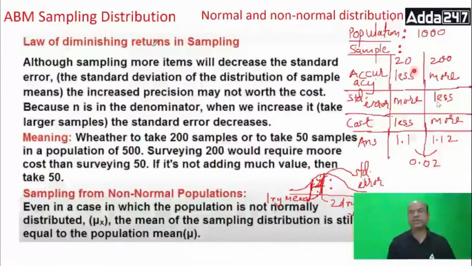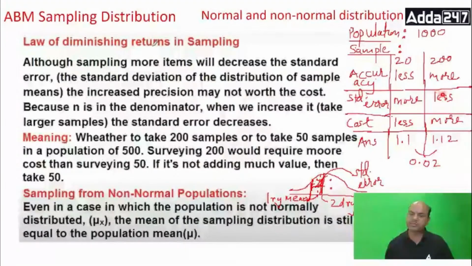Chalo, let's move on. So suppose I am taking 20 samples or 200 samples. There are two cases. In one case I am taking 20 samples, in the other case I am taking 200 samples. Now you tell me who will be more accurate? 200 samples will be more accurate, right? So 20 samples will be less accurate, 200 samples will be more accurate, isn't it? Now, where will the error be more? With 20 samples, error will be more. With 200 samples, error will be less.